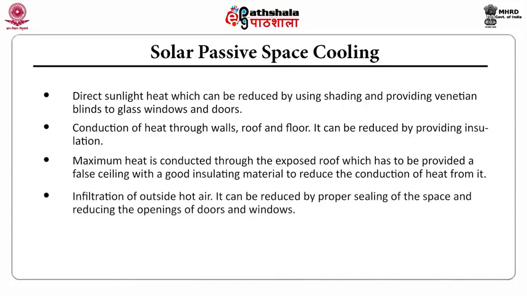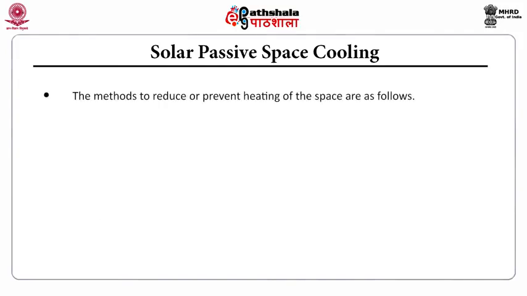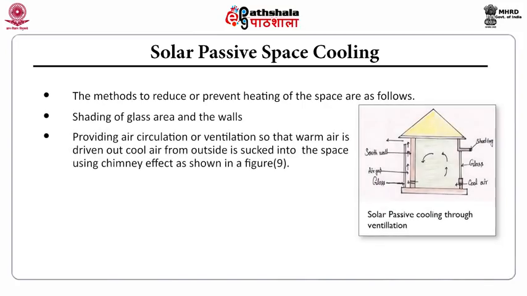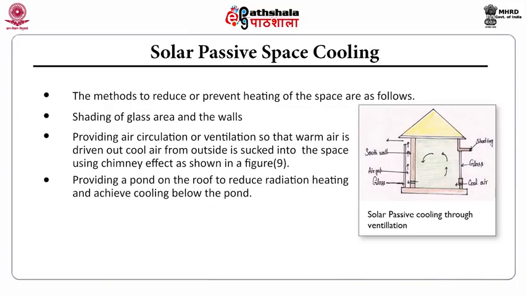Infiltration of outside hot air can also be reduced by proper sealing of the space and reducing the opening of doors and windows. The methods to reduce or prevent heating of the space are shading of glass area and the walls, providing air circulation or ventilation so that warm air is driven out and cool air from the outside is sucked into the space using the chimney effect as given in this figure, and providing a pond on the roof to reduce radiation heating and achieve cooling below the pond.